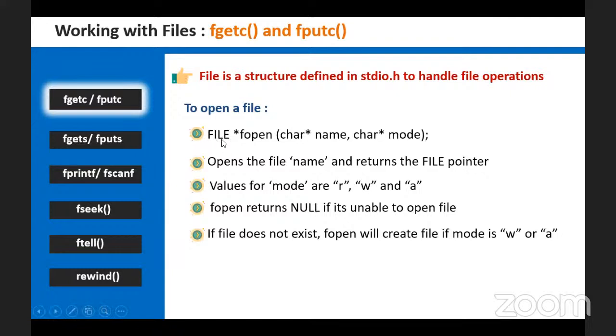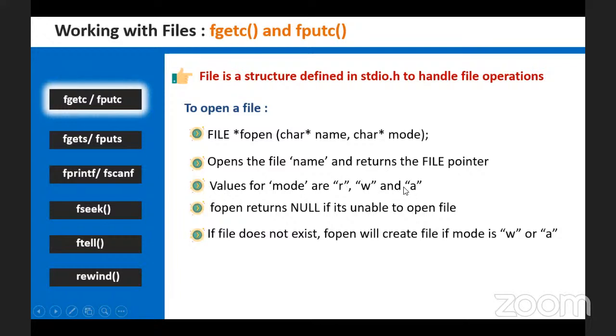Okay, so file type pointer. fopen is the function. You can give any name of the file, comma, mode. What is the mode? If you want to write data to the file, you should open with the w mode. If you want to read the data, read mode. If you want to append, like data is already there and you want to add new things, then you can use the a mode. And some more modes are also there.